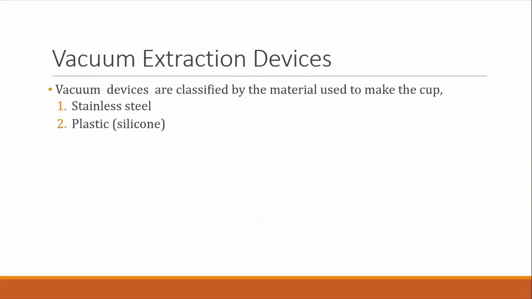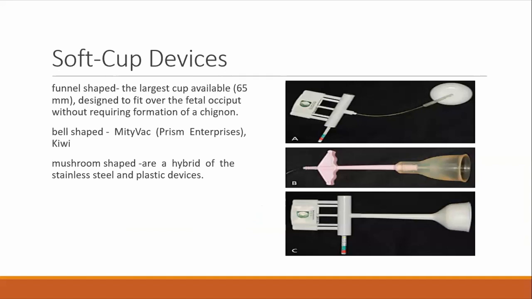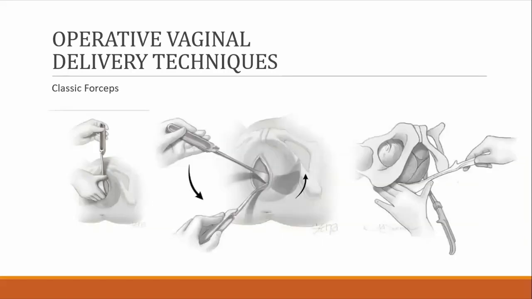The cup can be stainless or plastic. And if it's plastic, it can be, based on the shape, funnel shaped, bell shaped, or mushroom shaped. They have been designed in different forms in recent years so that they could be safer and also more effective in application of these instruments.